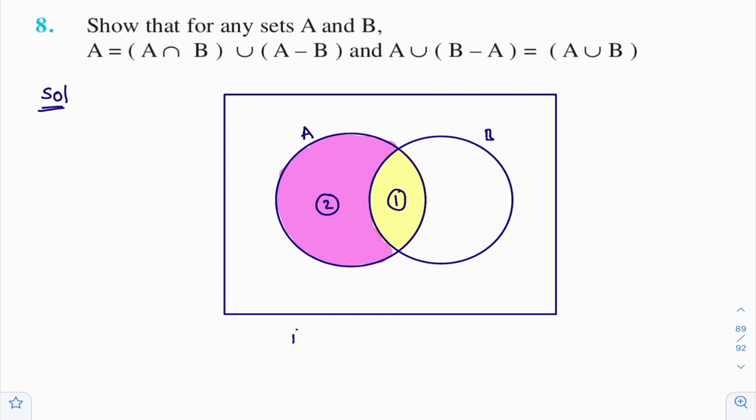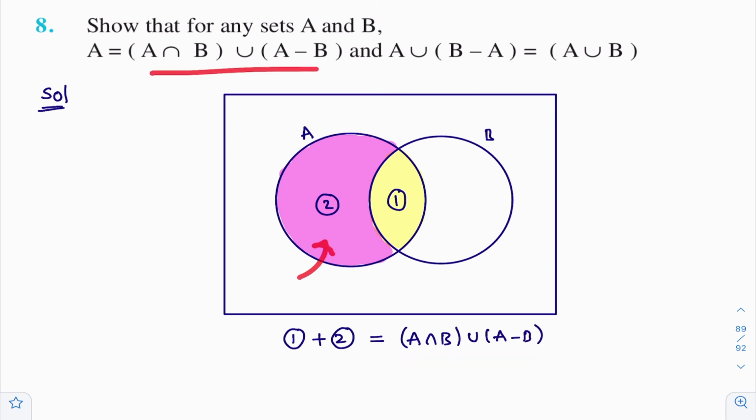This shaded part 1 plus shaded part 2 will give you what? A intersection B union A minus B. Is it clear? What I have written here, is it clear? Union means all the elements present in this set, then it is present in its union. It can be understood easily. When I do the union of these two things, I'll get 1 plus 2.